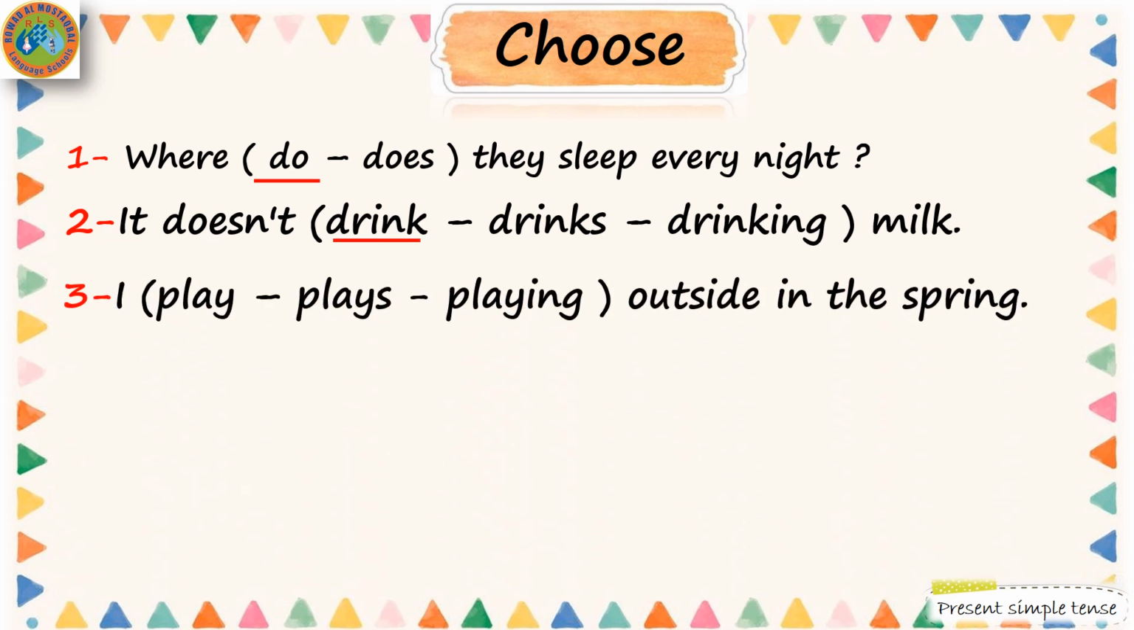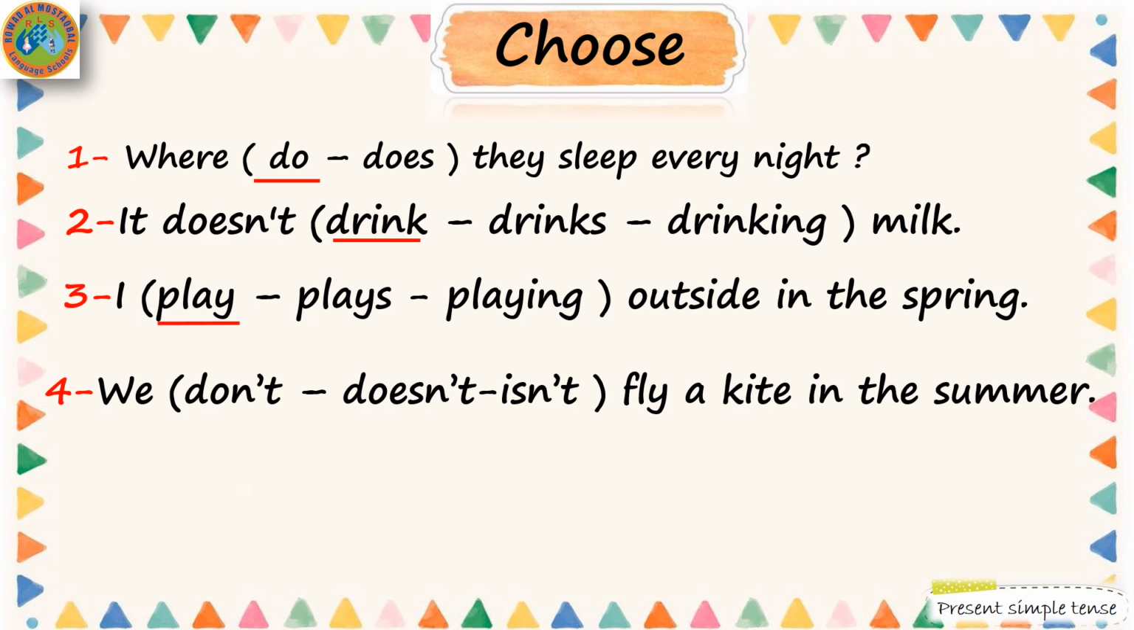Number three, I play or plays or playing outside in the spring. Here I want to choose the verb, so I will look at the subject. The subject here is I. I is from which group? From the strong family or from the weak family? I, we, you, they, strong. So I will put the verb in infinitive. They don't need Superman power, so I will choose play.